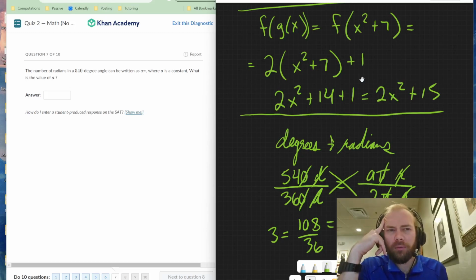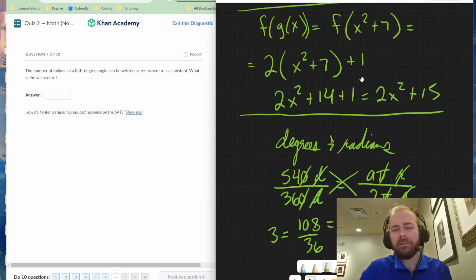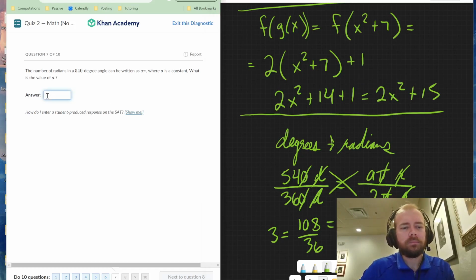So 540 doesn't divide by 360, but it does divide by 180. And it would divide by 180 3 times. Looks like it was 360 and then another 180. Yeah. So it goes into 180 3 times, and so it would be 3 pi. So 540 degrees is 3 pi radians. But they wanted to know the value of A, which would just be 3. So a lot of different ways to do that one.